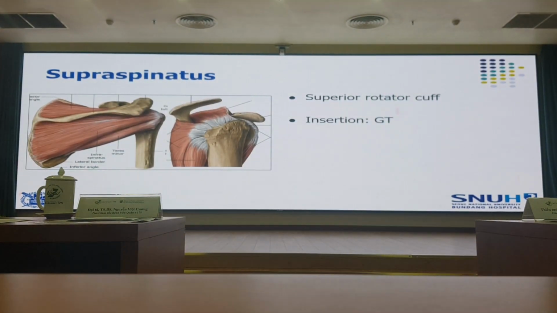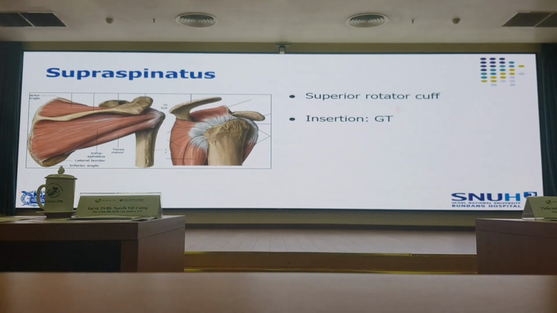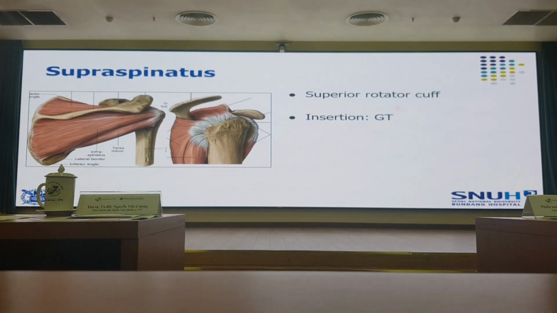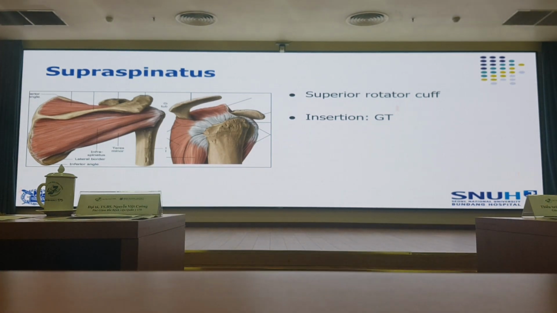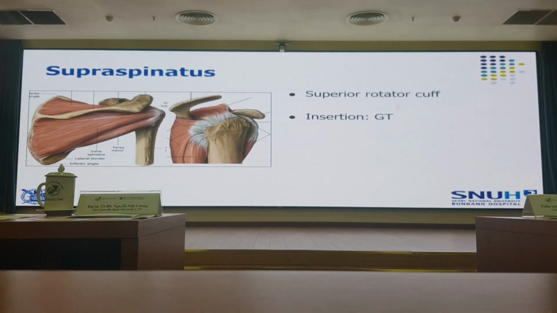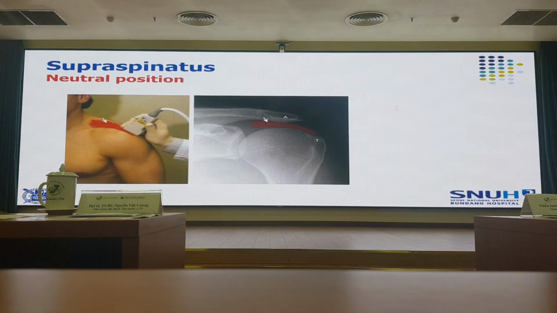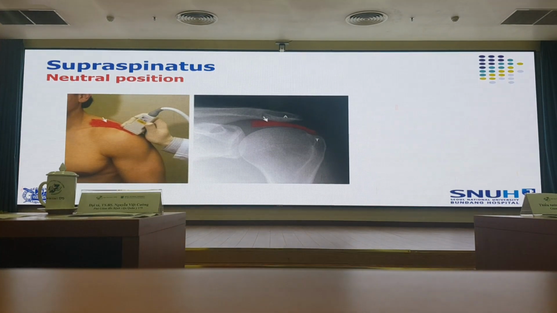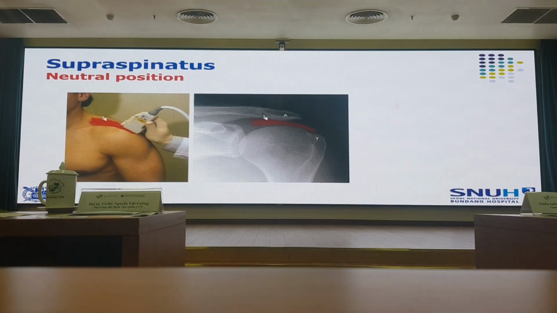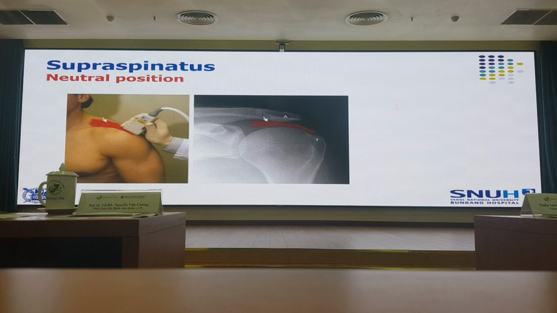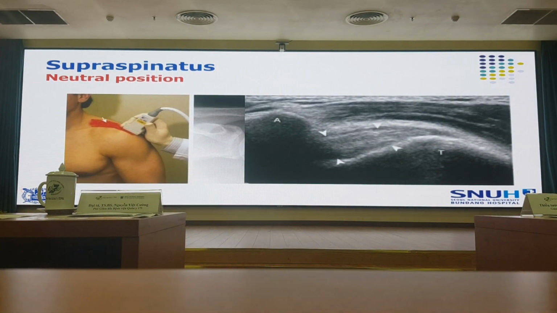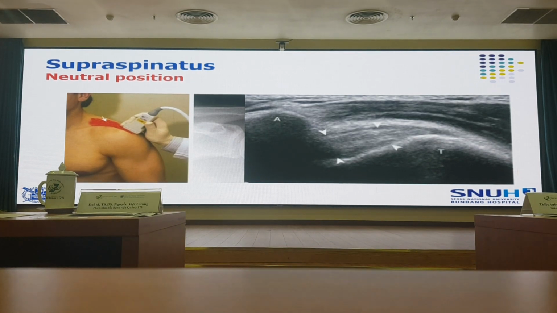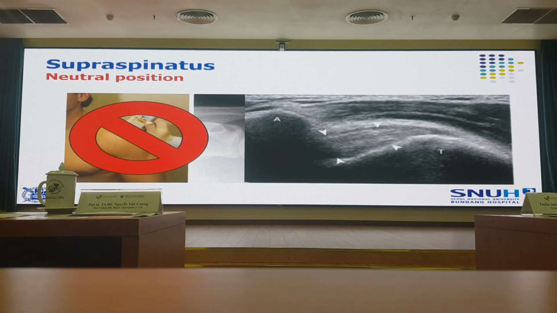After that, I checked the supraspinatus, especially the supraspinatus rotator cuff tendon, which inserts in the greater tuberosity and is one of the most frequent portions of rotator cuff tears. So we always focus on the supraspinatus, but the supraspinatus is placed right behind the acromion. In the neutral position, the ultrasound cannot penetrate the acromion, so you can see only the distal portion of the supraspinatus tendon, so I don't comment on this position.